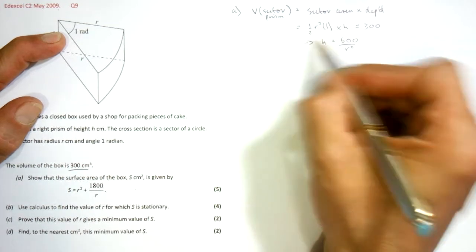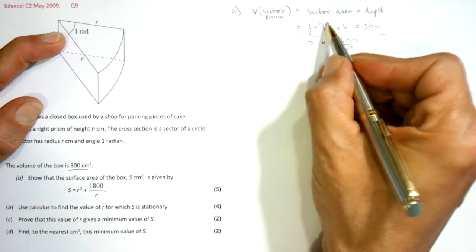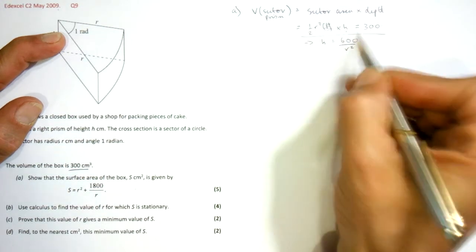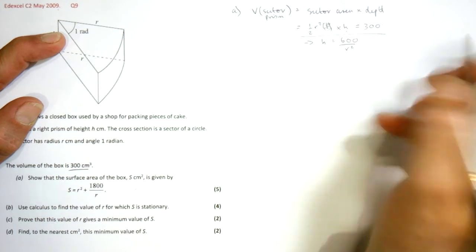What have we done to get that? Made h the subject of this one. This is 1, so we can ignore it. 2 times 300 is 600 divided by r squared.